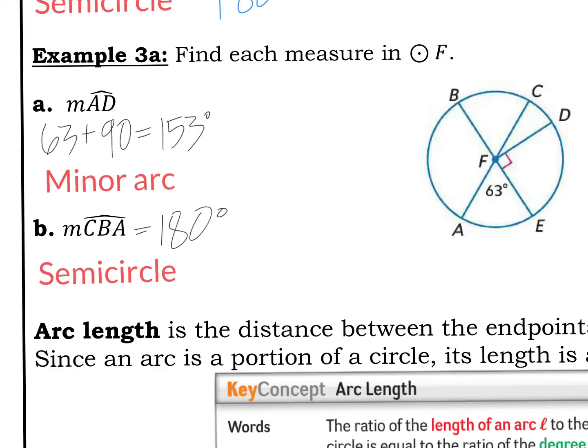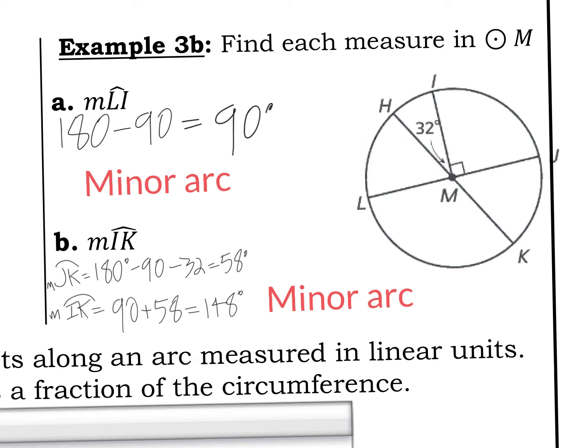Alright, in example 3a, I wrote find each measure in circle F. So measure of arc AD, that's going to be a minor arc. If you look, AD is going to encompass the 63 degrees and this 90 degrees because it's going to go A through E all the way to D. So just add those two together, you get 153 degrees. Measure of arc CBA, so C to B to A, if you look, that makes a semicircle, so that's just 180 degrees.